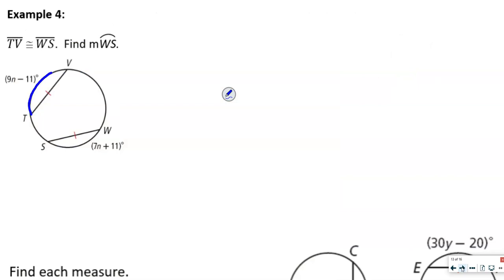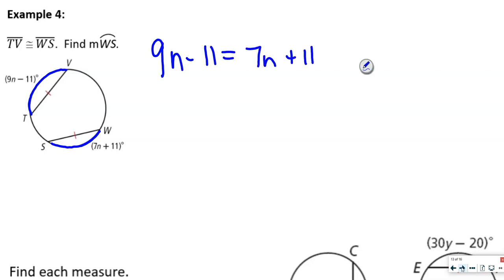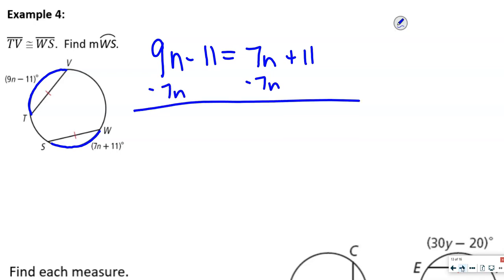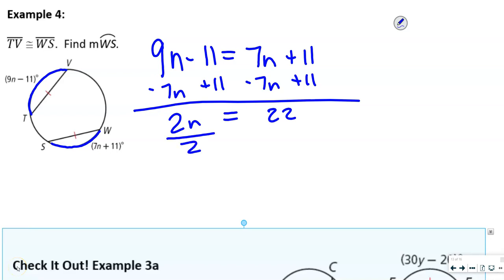That means this arc, arc TV, is congruent to arc SW. So what we're going to do here is set them equal to each other. 9n minus 11 is equal to 7n plus 11. Subtract the 7n from both sides. That's going to give you 2n. Add 11 to both sides. That's going to give you 22. So you need to divide both sides by 2 here. So n is equal to 11.